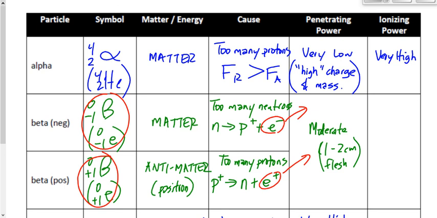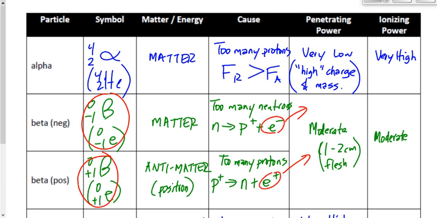Beta particles, they're kind of the fence sitters. They can't decide whether they want to penetrate matter very well. They're kind of in the middle. They can't decide whether they want to ionize atoms very well. They're kind of in the middle. They have a moderate ability to ionize matter.